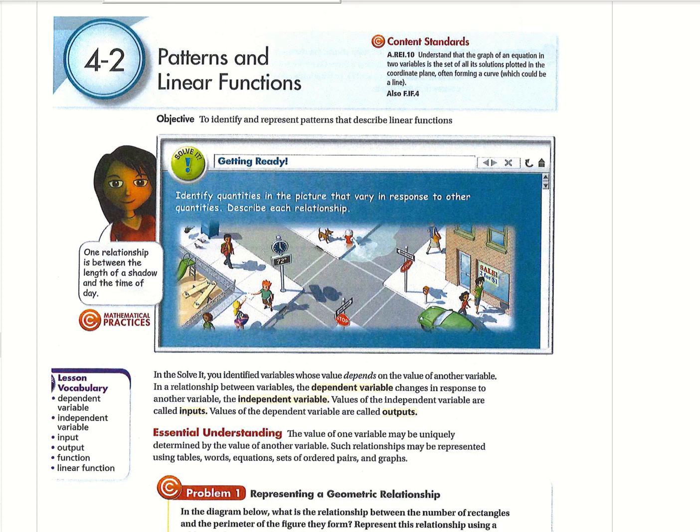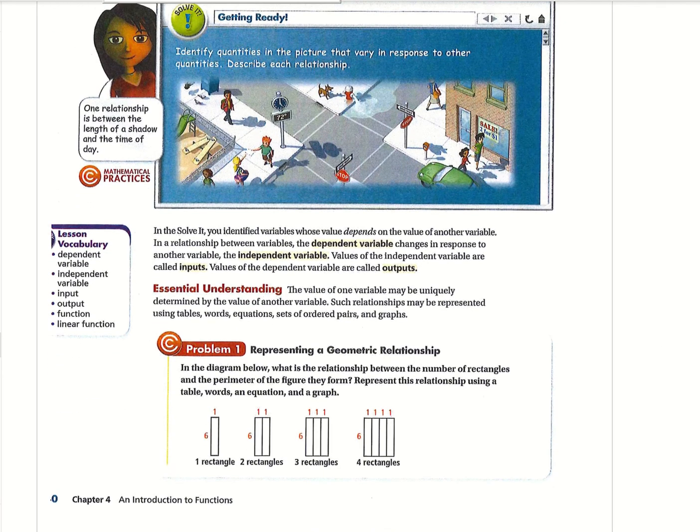Hey, Algebra 1. Today we are doing 4.2, which is patterns and linear functions. So our objective for the day is to identify and represent patterns that describe linear functions. And we're just going to start out with some pretty simple definitions of some things that I'm sure you've heard before. The first one we have is dependent variable.